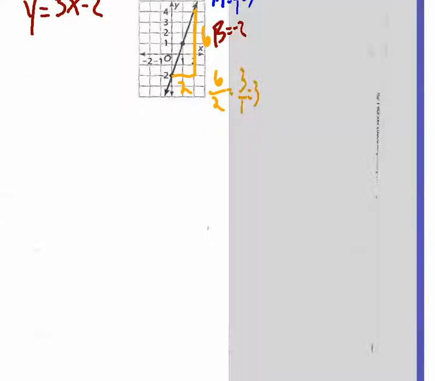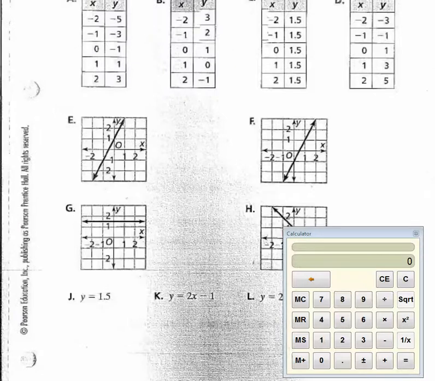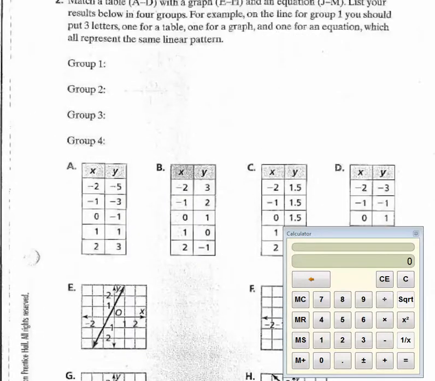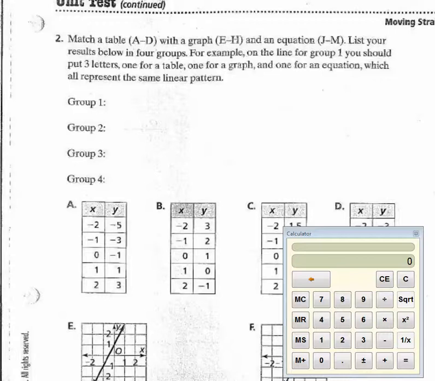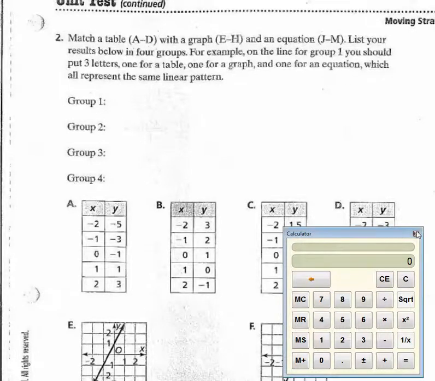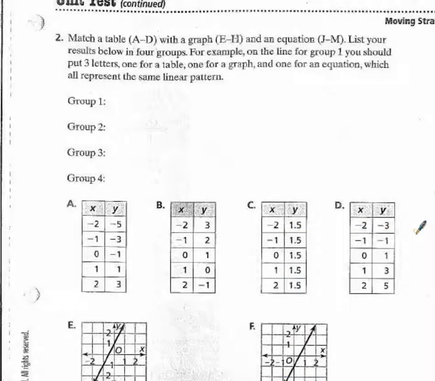Second page. All right. Matching, we love matching. So, group 1, all right. So I'm going to go with A, B, C, and D. So I know that we have an A, because they're all tables, B, C, D. So I'm going to match my tables with my graphs.